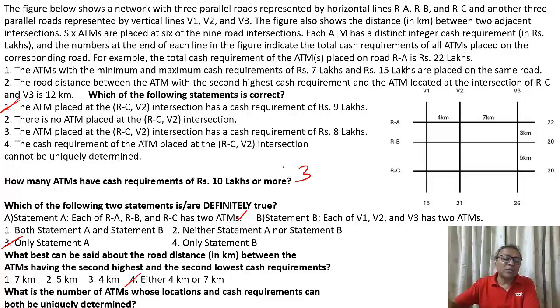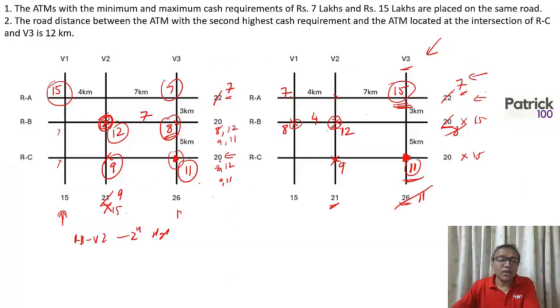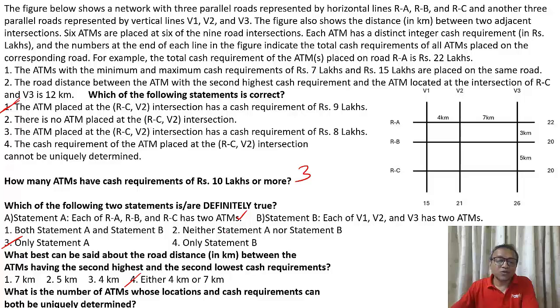Once you get stuck, you may use some of the questions to try to get the answer. This is one possible question where you can get the hint. What's the number of ATMs whose location and cash requirements can both be uniquely determined? If I look at it, I can find 11, I can find 9, and I can find 12. 8, 7, 15 change. So 3. So the answer for the last one is 3.